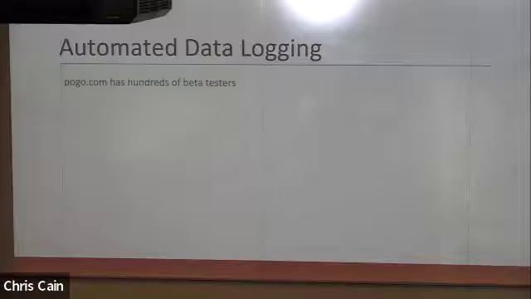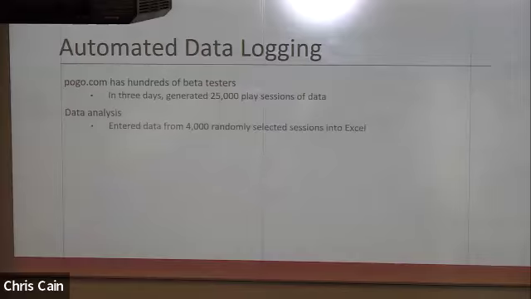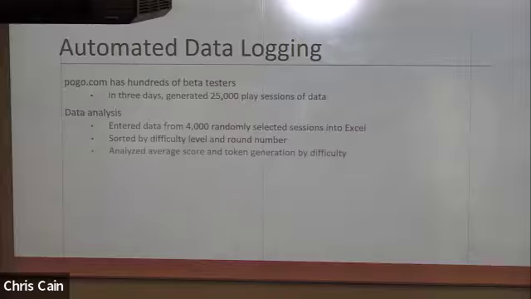So this particular site, hundreds of beta testers, in 3 days, they were able to generate 25,000 play sessions of data. And so what can we do? We can just throw the data from randomly selected sessions into Excel, sort them by the difficulty level and round number, analyze them based on difficulty, and then use that data to balance.